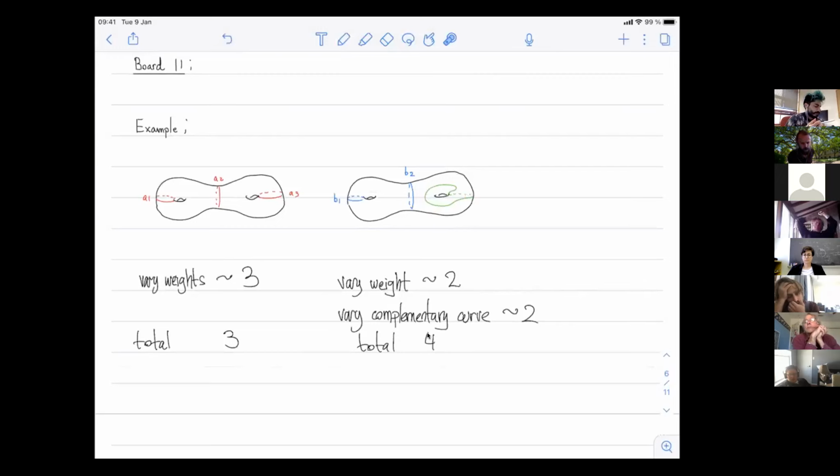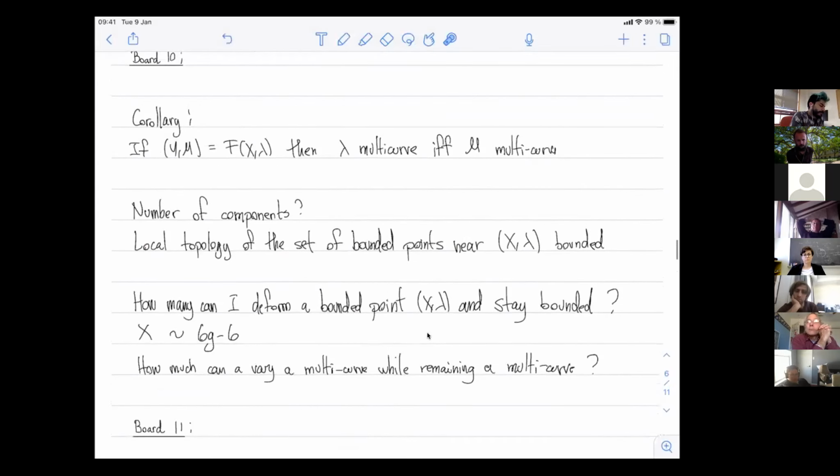Let me see if there are any questions. Other questions? But the conclusion of this is that in the previous corollary here, we can actually know the number of components. So that sort of is showing us how we can reconstruct a lot of the information about this map.